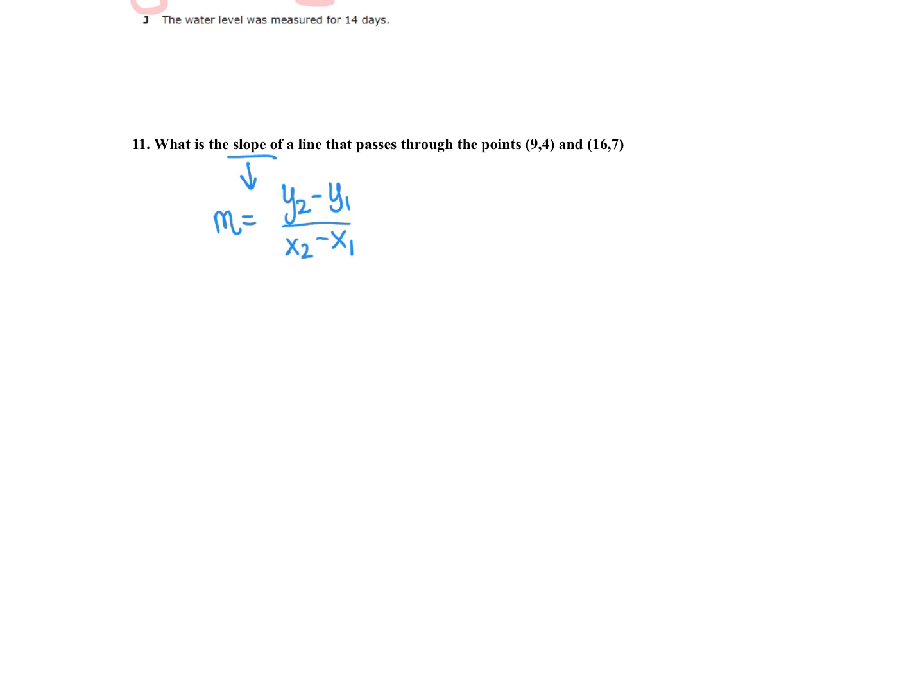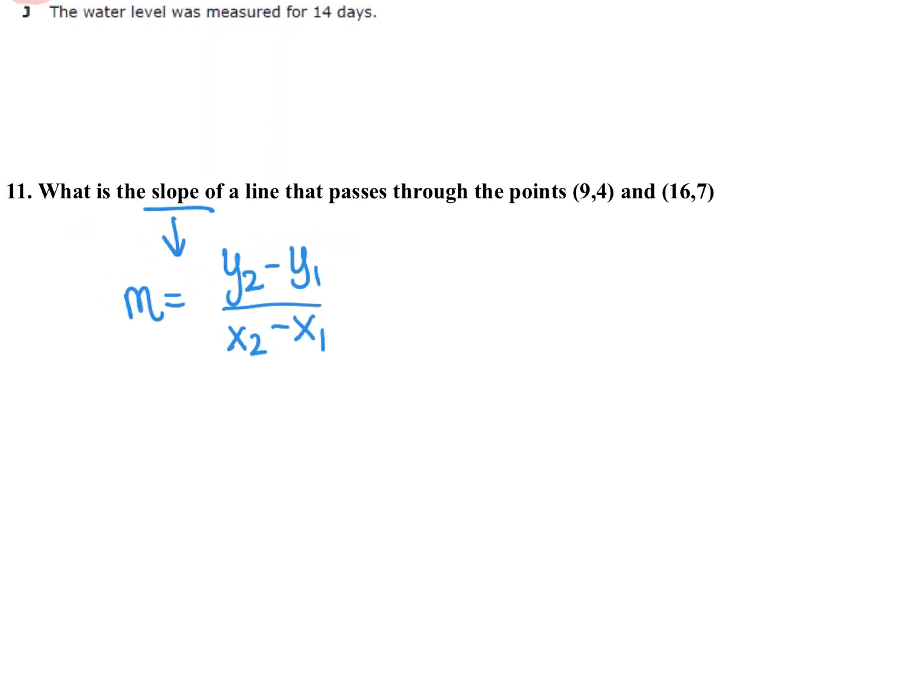That's the slope formula. So I'm going to go over here and label my points: x1, y1, x2, y2. So I can plug that in. My y2 is going to go first, and then my next one's going to be y1, over my x2 minus my x1. And this side in the middle is always a minus.